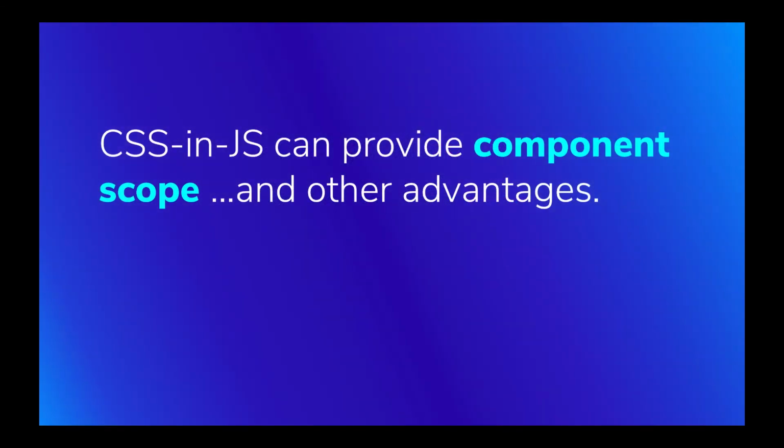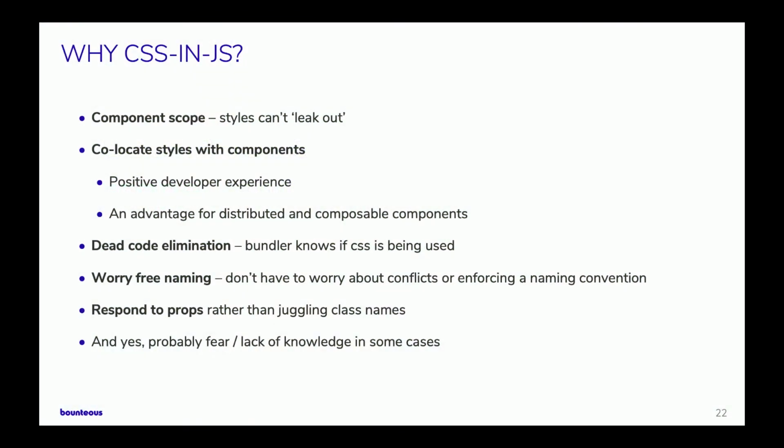But CSS-in-JS approaches can provide component scope and other advantages. So why CSS-in-JS? What are some of the advantages there, writing your CSS inside of JavaScript? So we talked a little bit already about component scope. That's the idea that the CSS that you define in a component won't leak out. It won't apply to another element on your page. It's also potentially an advantage to be able to co-locate your styles with your components, have it right next to it, packaged up all together or in the same file. It can be a positive developer experience.